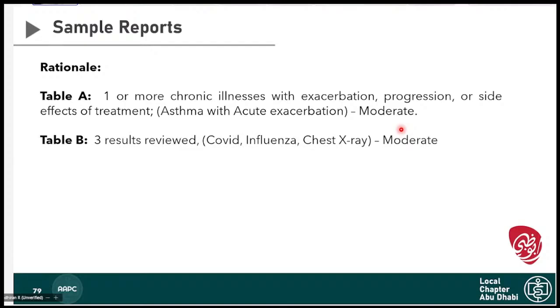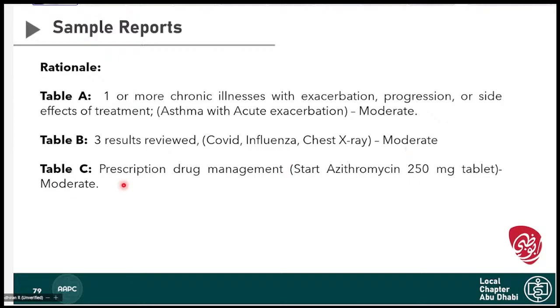Next, at Table B, three results are reviewed: COVID reviewed, influenza reviewed, and chest X-ray also reviewed. 3 plus results fall under the moderate level. Next, at Table C, prescription drug management, like they started azithromycin 250 mg tablet. This also falls under the moderate level. So three components fall under the moderate level. Then we can consider the overall level to be moderate, 99214.